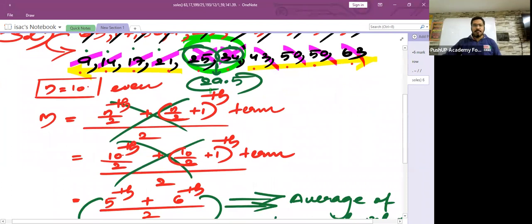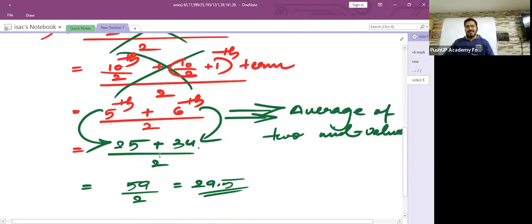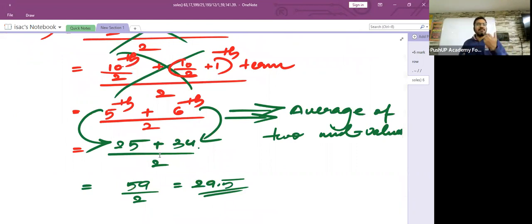So suppose there are even terms, so suppose there are 12. Whatever comes in the middle, for example, 6th term plus 7th term by 2, right? Perfect. 6th term plus 7th term divided by 2. Now, Animesh, you can also express it as the average of the 6th and the 7th term, isn't it? When you do 5th term plus 6th term divided by 2, what you are in fact doing? Finding the average of the 5th and the 6th term, isn't it?